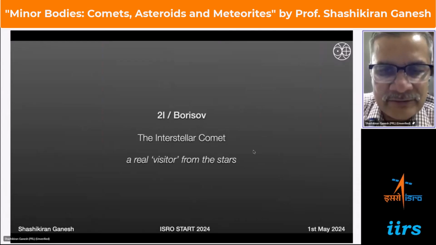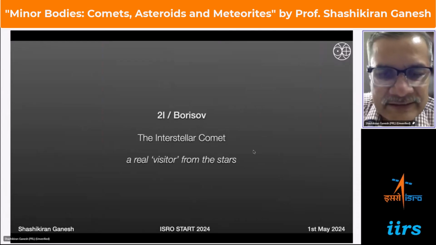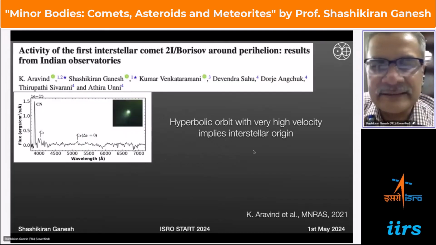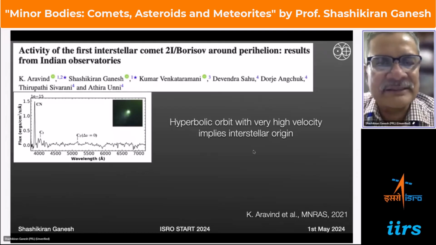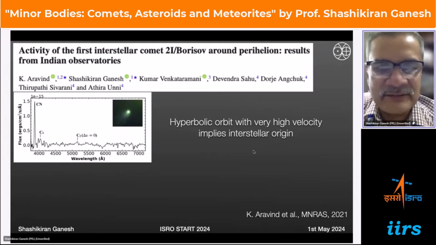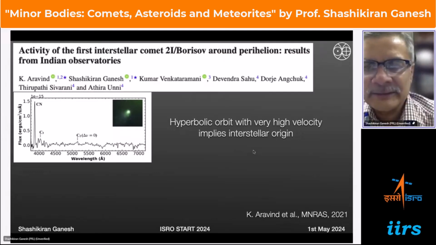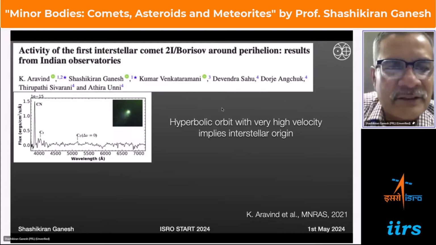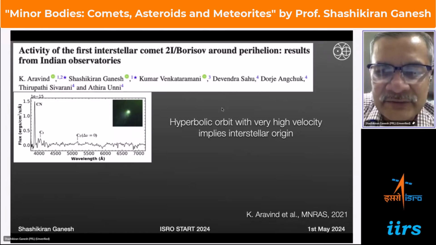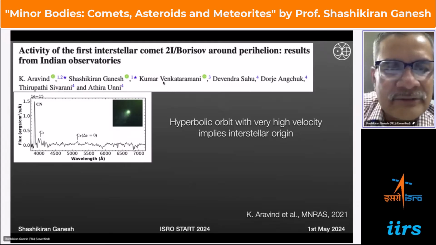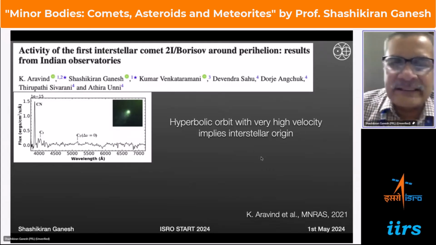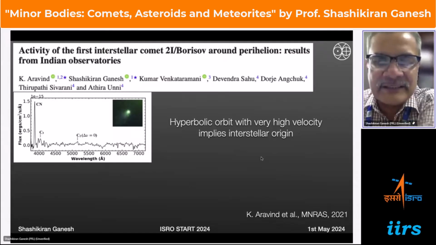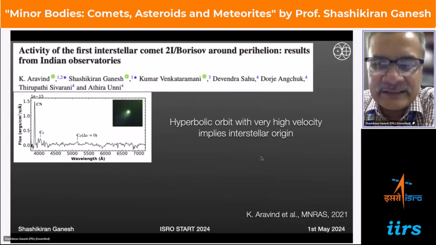I will just quickly talk about one particular comet, which was the interstellar comet. It was a real visitor from the stars. Arvind and colleagues managed to study this object with a 2-meter telescope, whereas worldwide it was studied by larger telescopes. It was the first interstellar comet ever to come to the inner solar system. And how do we know it was interstellar? Because it had a hyperbolic orbit with a very high entry velocity, which implies that the comet had an interstellar origin.